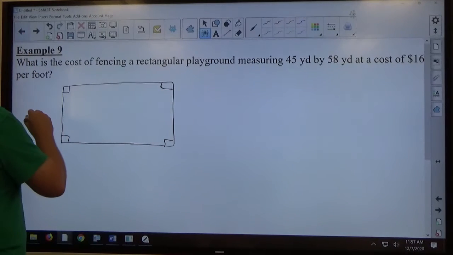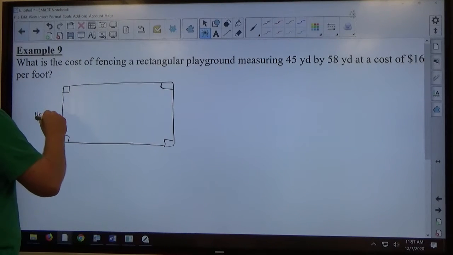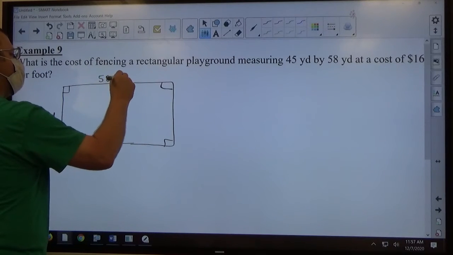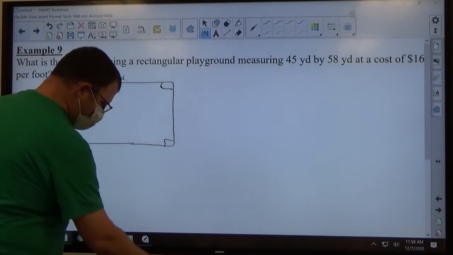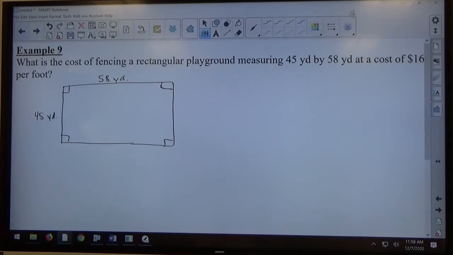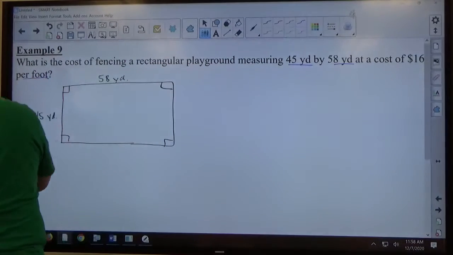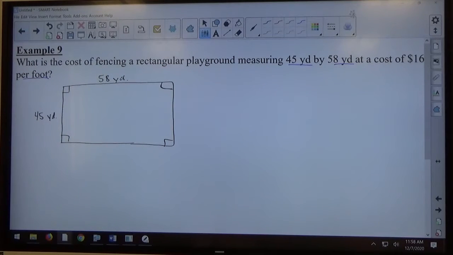It's 45 yards by 58 yards. Notice they don't have matching units here. So they're measuring yards, and it says cost per foot. That's the first thing I noticed. So the fact that it's cost per foot as opposed to cost per yard makes sense that I would want to change my dimensions from yards to feet.